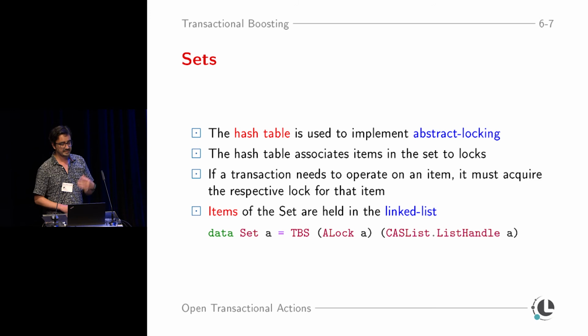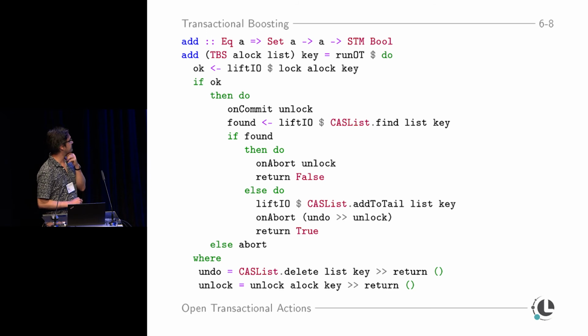And the items that are in the set are held in the fast concurrent linked list. So the set is represented by this abstract lock, which is basically the hash table, and also the linked list where the keys in the set are maintained. So this is the code for adding an item into the set. It's also an open transactional action.